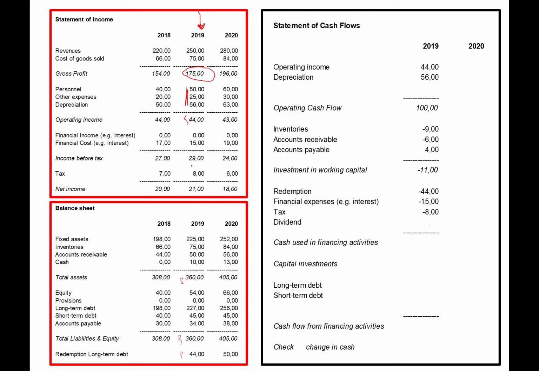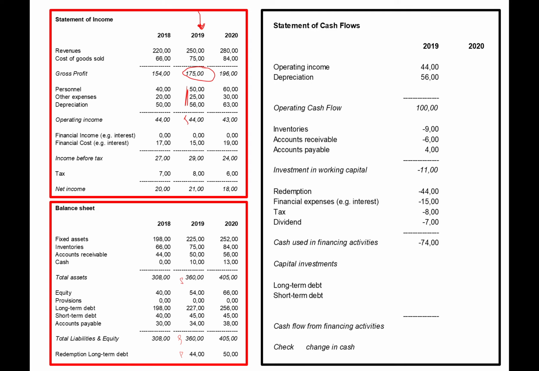So we remember that equity goes up with the net profit. So if the equity at the end of 2018 was 40, and the net profit is 21, so not 29, 21, you have to look at the net income, 21, then equity should be 61. 40 plus 21 is 61, but equity is not 61, it's 54. So the firm paid a dividend of 7. So the dividend is minus 7.